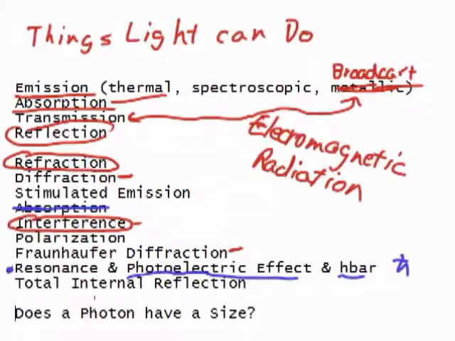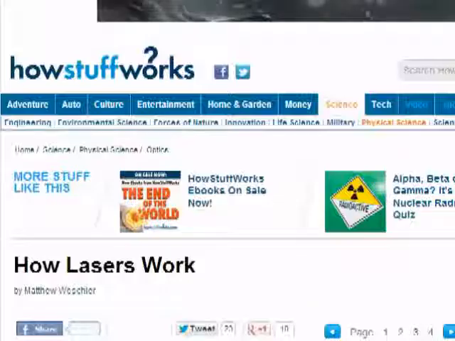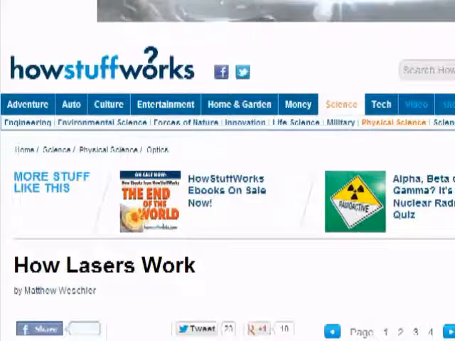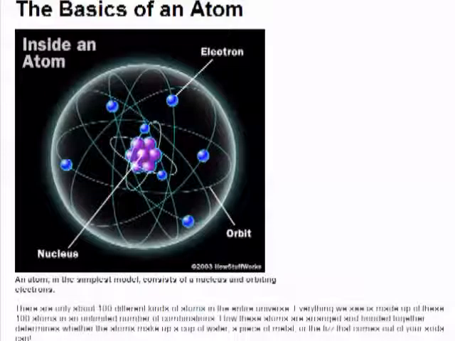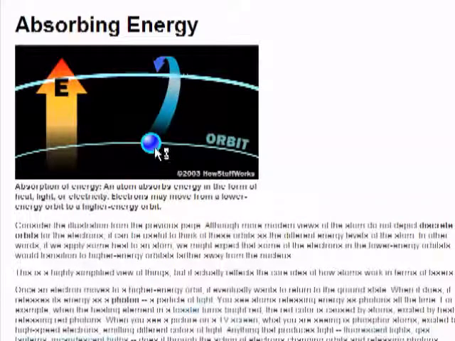Alright, the last thing on this list is stimulated emission, and then this question, does a photon have a size, which I'm going to leave open for now. But stimulated emission is what happens inside a laser. And I don't know exactly how it works, but let's see what they say in How Stuff Works. And you'll see they start us out with the basics of an atom, and how an atom will absorb an electron by sending an electron into an outer orbit.